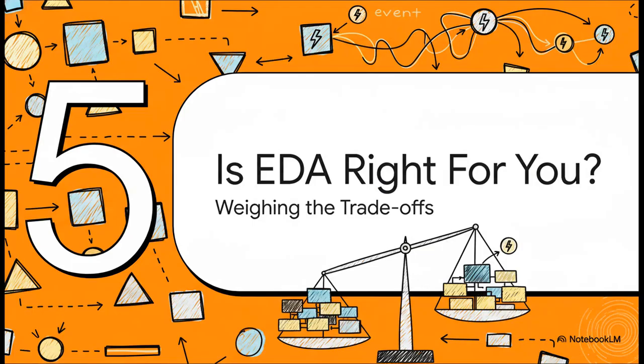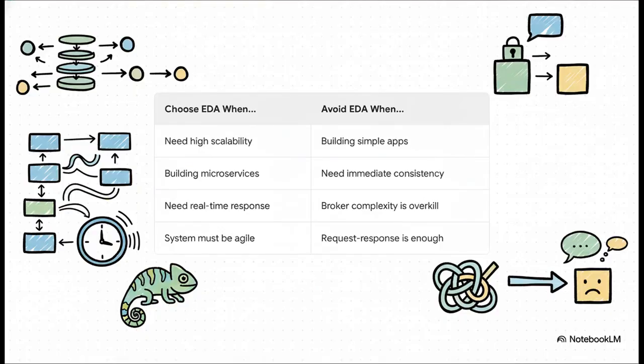So, with all this incredible power, is event-driven architecture the right choice for every single project out there? Well, not necessarily. It is a phenomenal tool for sure, but like any powerful tool, it comes with its own set of trade-offs. You should absolutely be thinking about EDA when you're building a complex system with lots of moving parts, like microservices, especially if you need it to be super scalable and resilient.